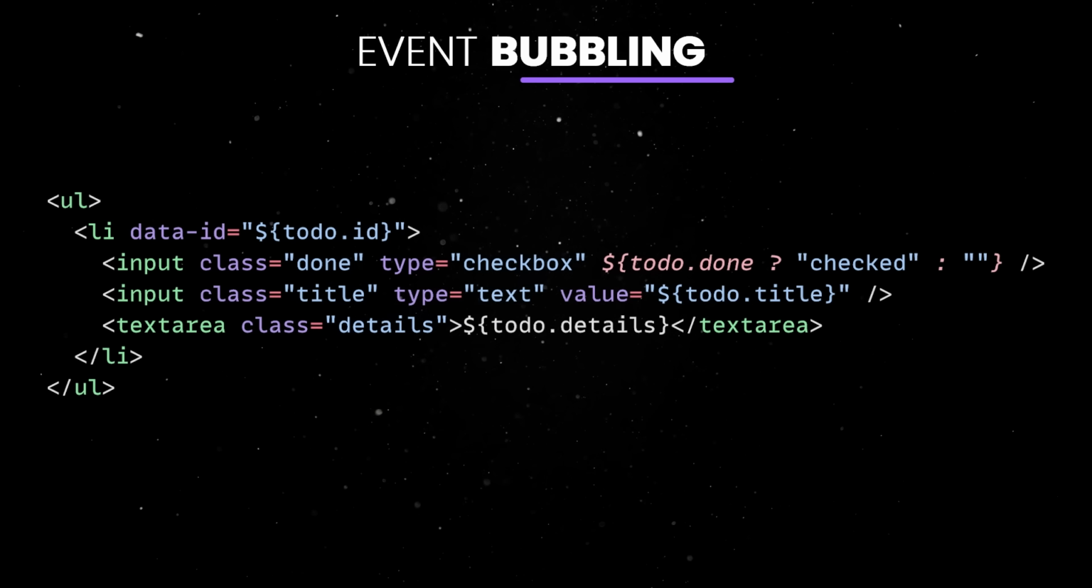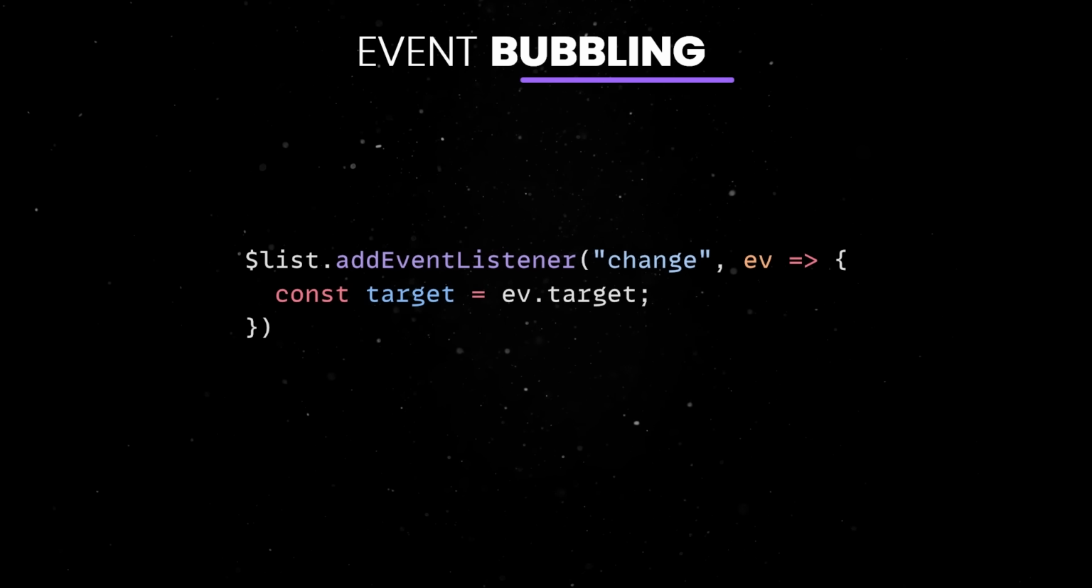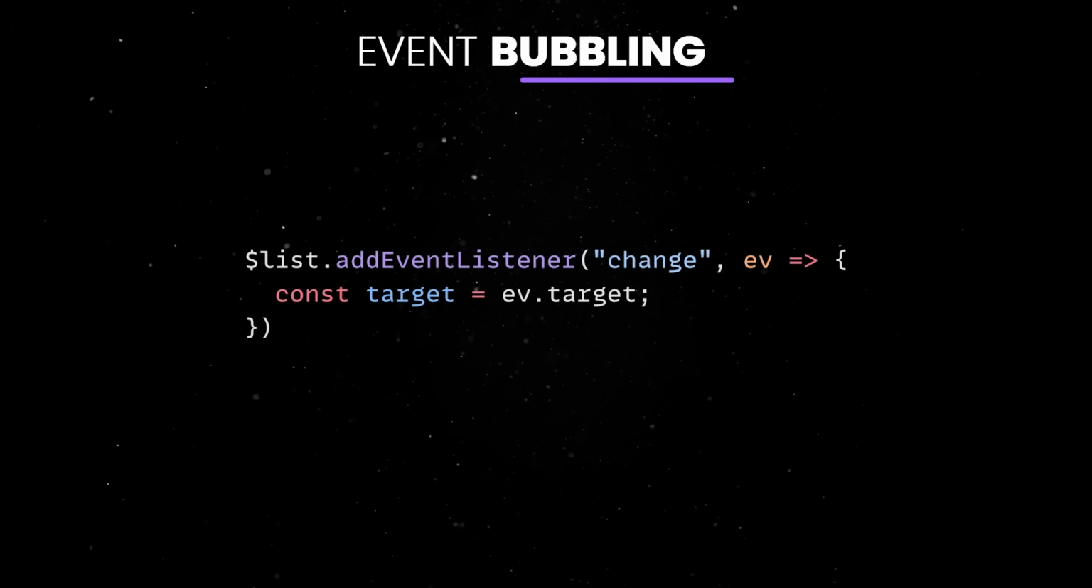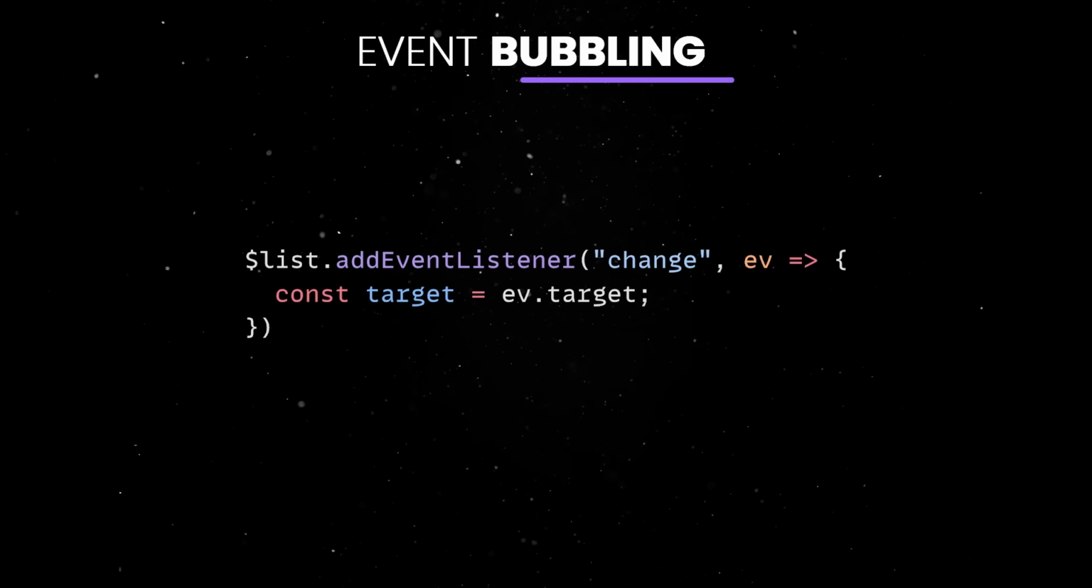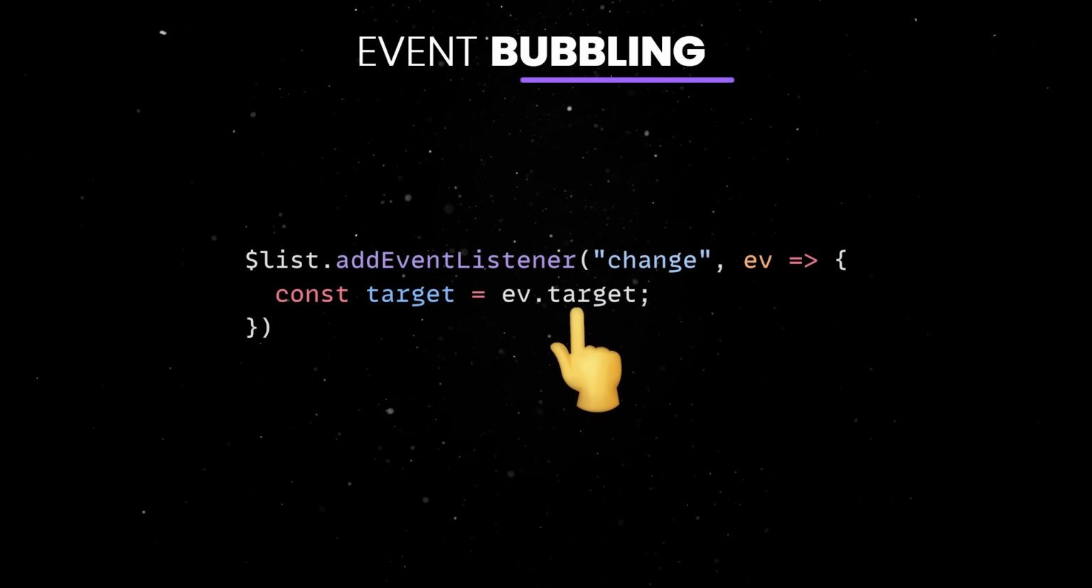This bubbling behavior allows us to implement a more efficient approach called event delegation. Instead of attaching individual event listeners to each input or button, we can attach a single listener to a parent element. In our case, let's register a change event on the actual tasks list, which is an element always present in the DOM. Here we can identify the actual element which fired the event with the target property.